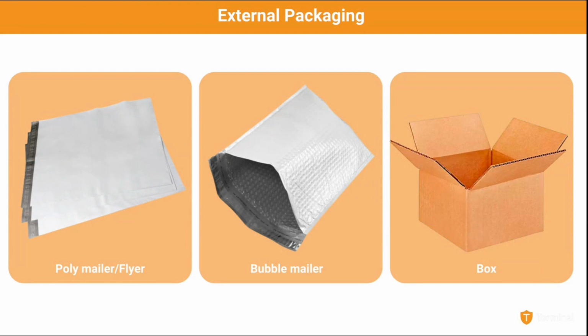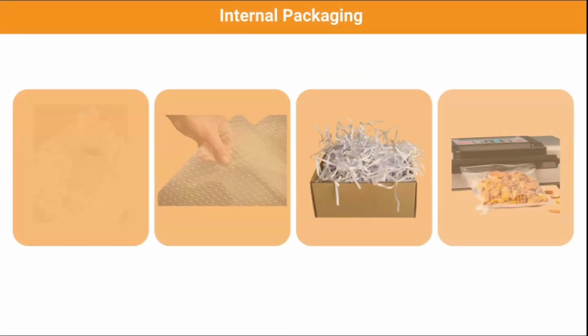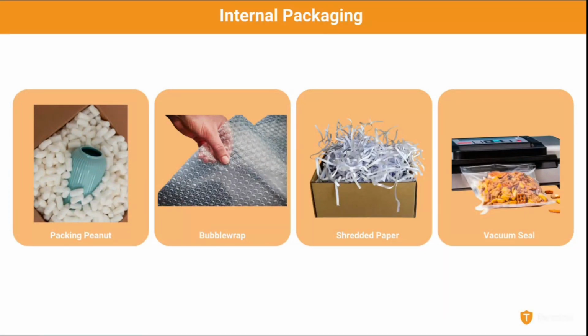Another sort of external packaging not listed here is what we call envelopes. They are a bit thicker than our poly mailers, like cardboards, but not as thick as boxes, and they are usually used to ship documents. They are flat, but we don't use them as much. So these are the main external packagings that we have right now. Onto internal packaging, we have packing peanuts, bubble wrap, shredded paper, and vacuum seal. During the course of this training, I'll touch on some of these more, right?